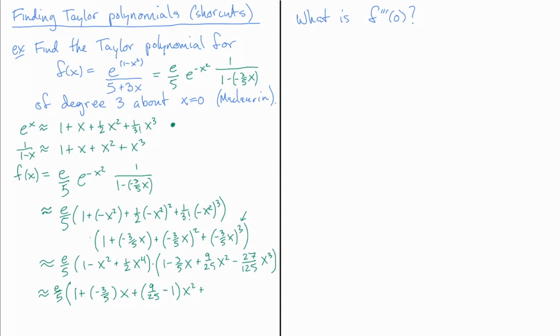And finally, I want to know how many ways there are to get an x cubed. Let's list all those out. So we have 1. This 1 could multiply this x cubed. So we have minus 27/125.